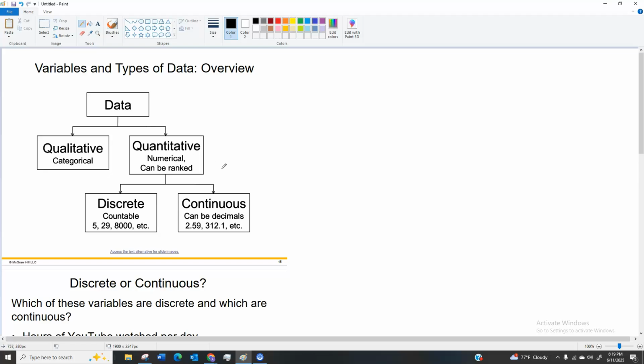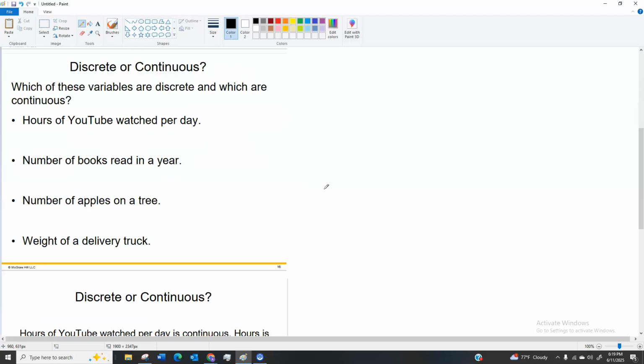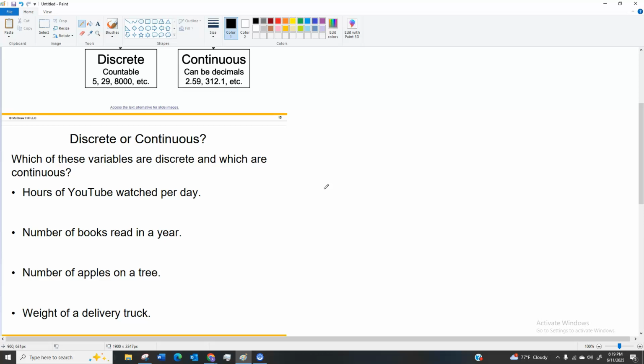So if you're a visual person, that might help you remember that a little bit better. So we have 4 examples here. We're going to go through each of these: are they discrete or continuous? The hours of YouTube watched per day. Again, you could define that and say we're going to round it to the nearest hour, but probably not. So this is generally thought of as continuous.